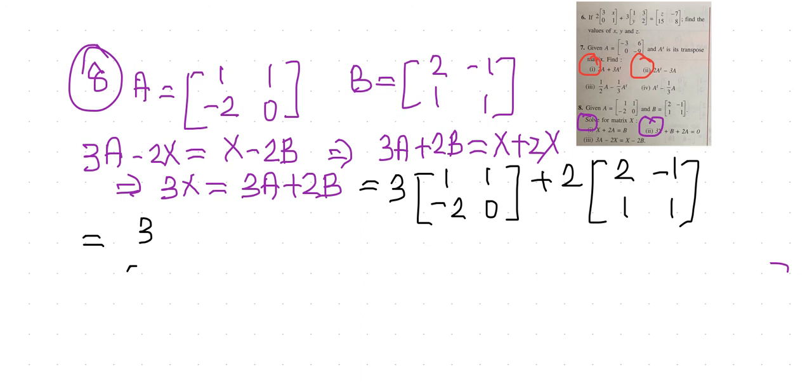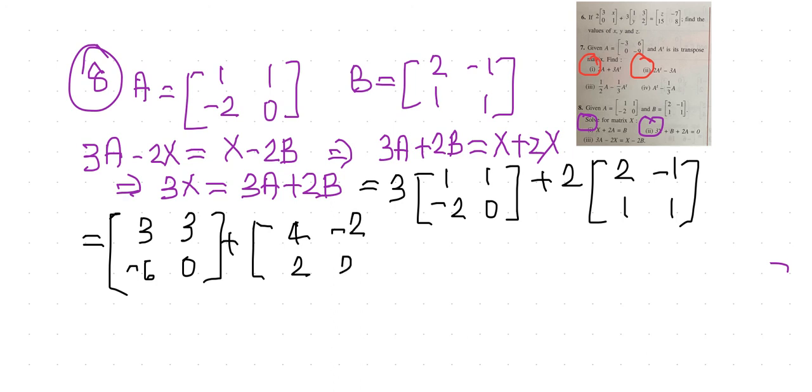This is 3, minus 6, 3, 0 plus what you are getting is 4, 2 into 1 is this, minus 2 and 2. So how much will this be equal to, children? This is equal to 3 plus 4 is 7. Then you have 3 minus 2 which is equal to 1. Then you have minus 6 plus 2 which is equal to minus 4. Then 0 plus 2 which is equal to 2. So you are getting 7, minus 4, 1 and 2.